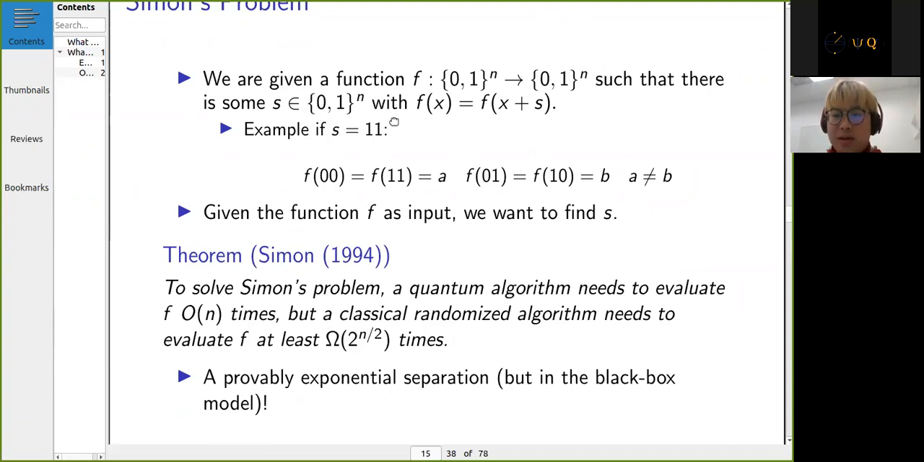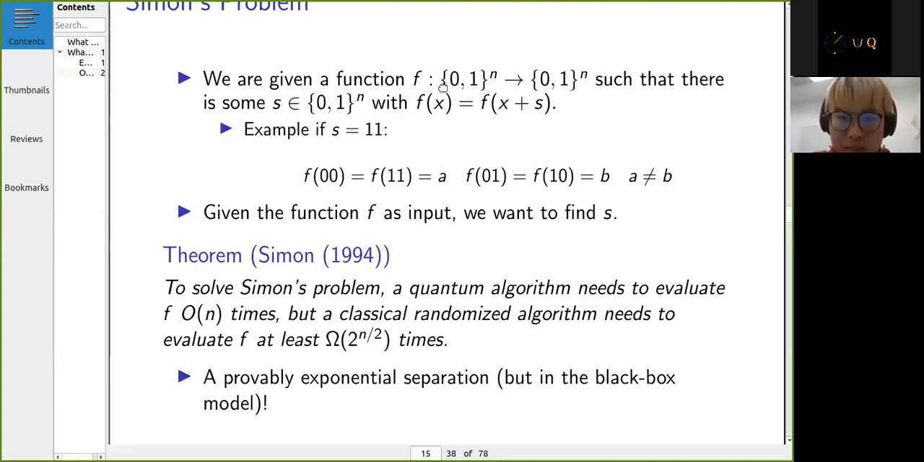So f is an arbitrary function, but if somehow f has additional structure, we can't really say anything about the complexity in that case.